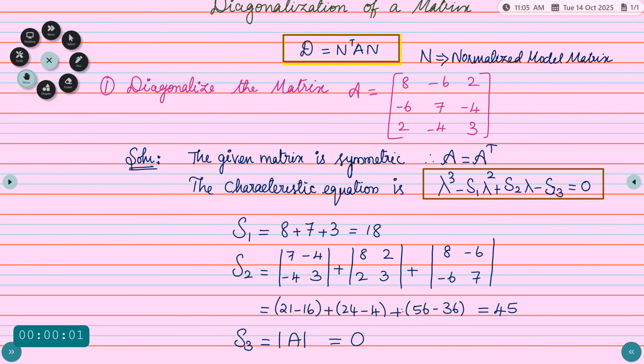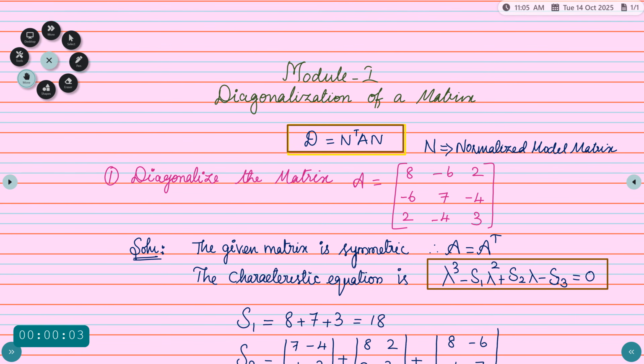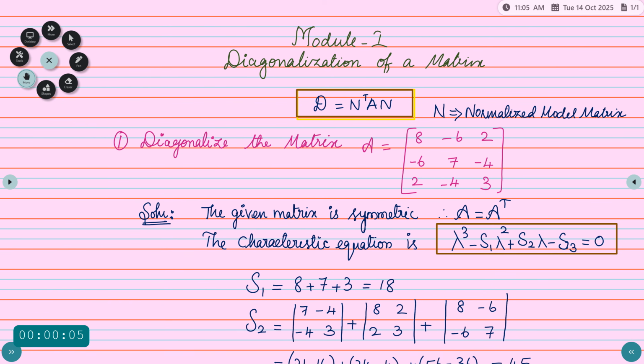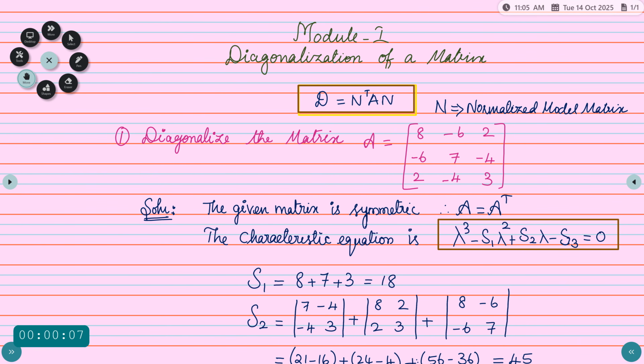Good morning students. Today we are going to see the diagonalization of a matrix in module 1. Already in the last class we studied how to find the eigenvalue and eigenvector of a matrix. Similarly, here also we are going to find the eigenvalue and eigenvector of the matrix. After that, we are going to find the diagonalization of the matrix.